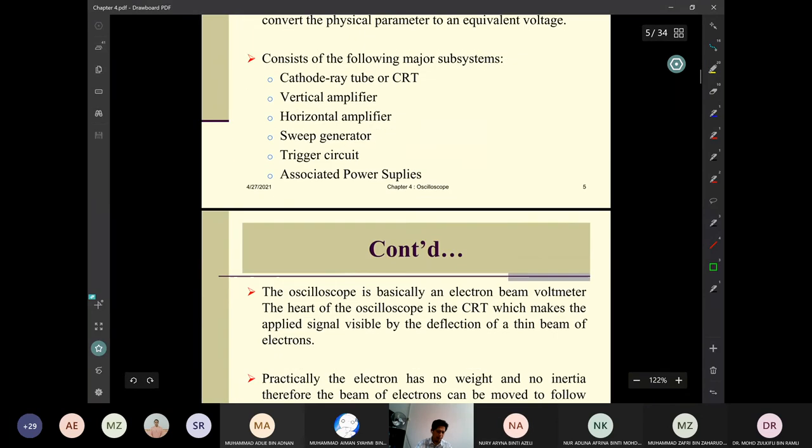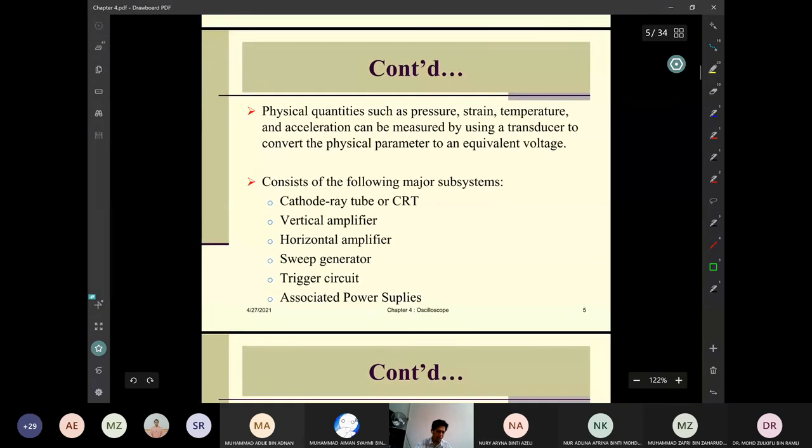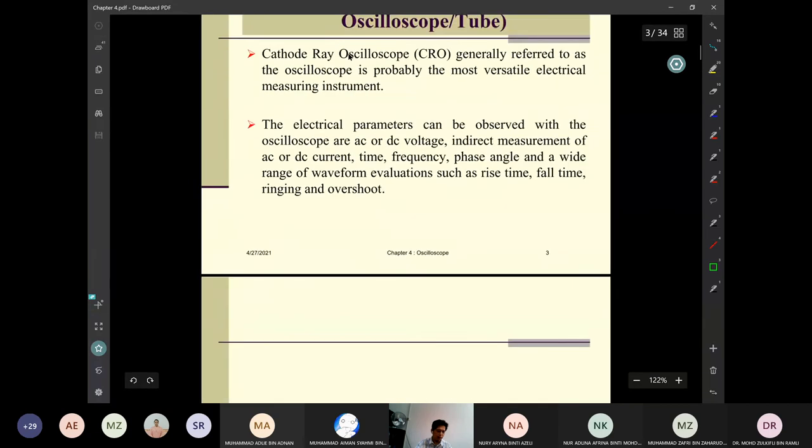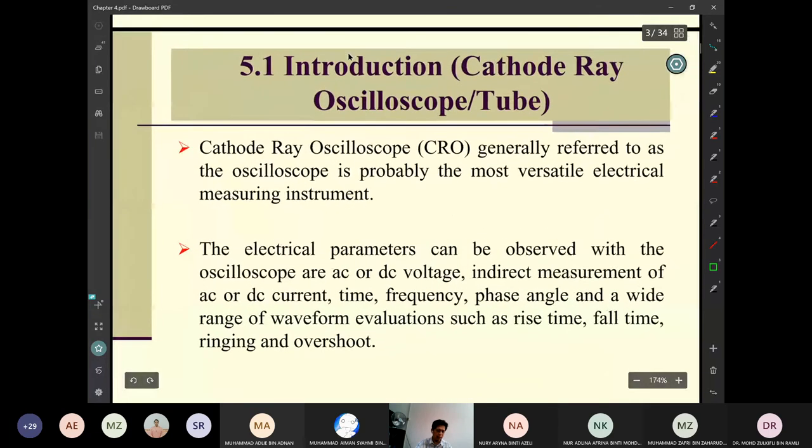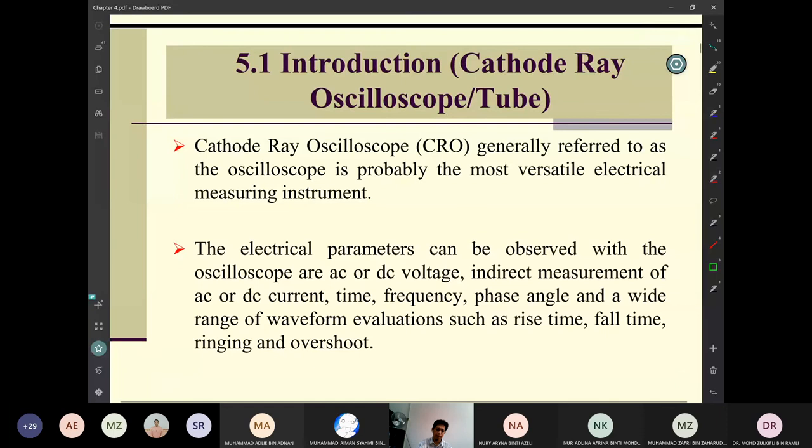So, for introduction, saya akan beritahu the introduction to cathode ray oscilloscope. So before the digital age, yang screen digital ni lah, LCD apa semua, we are using a cathode ray oscilloscope.